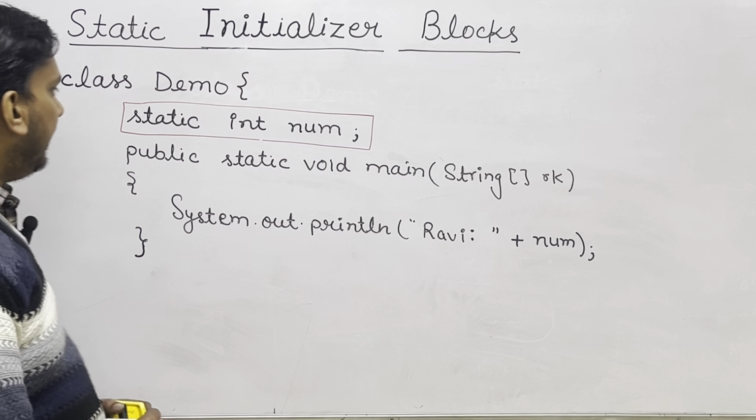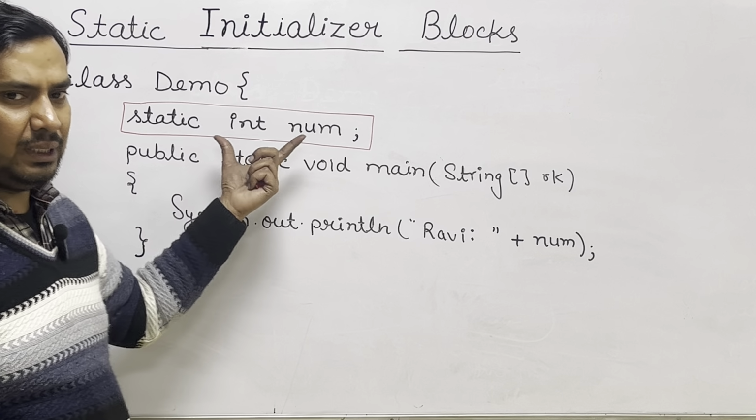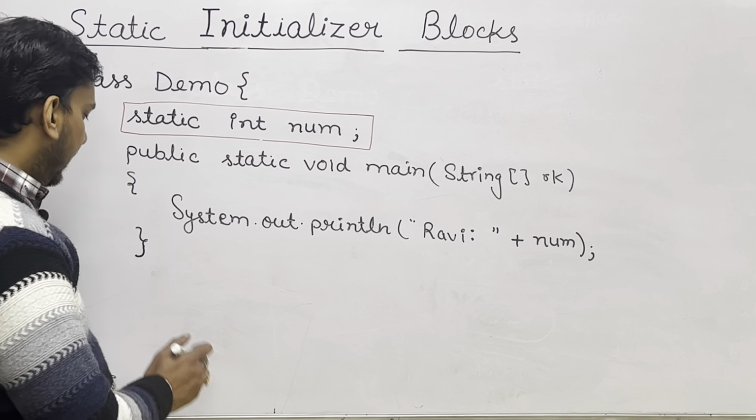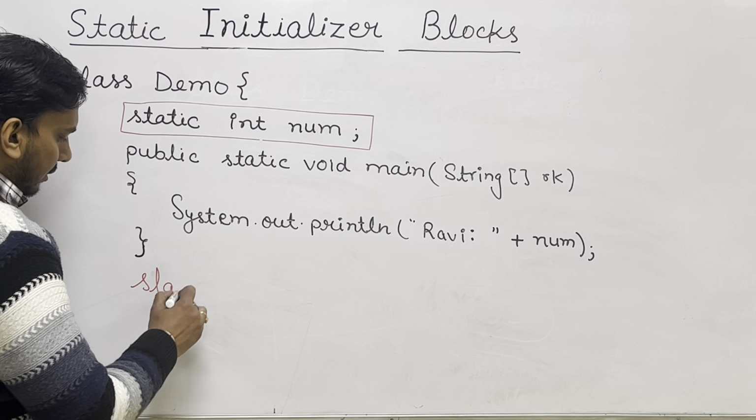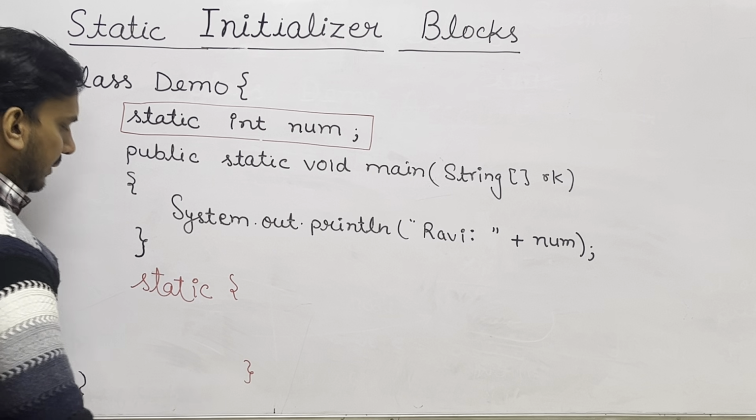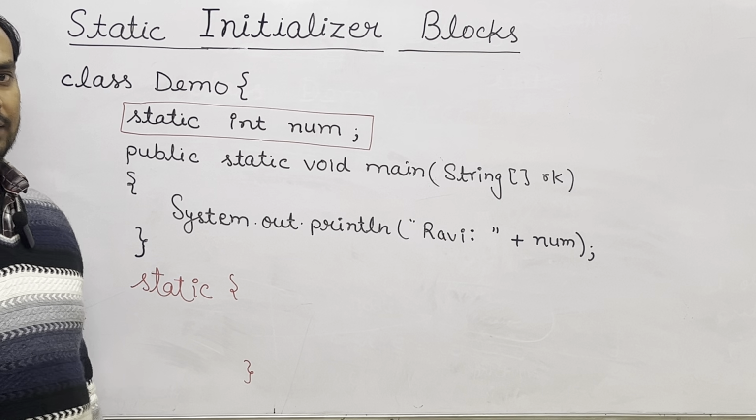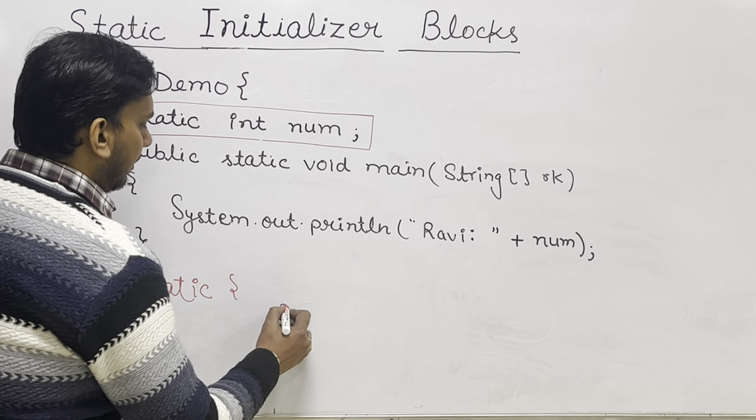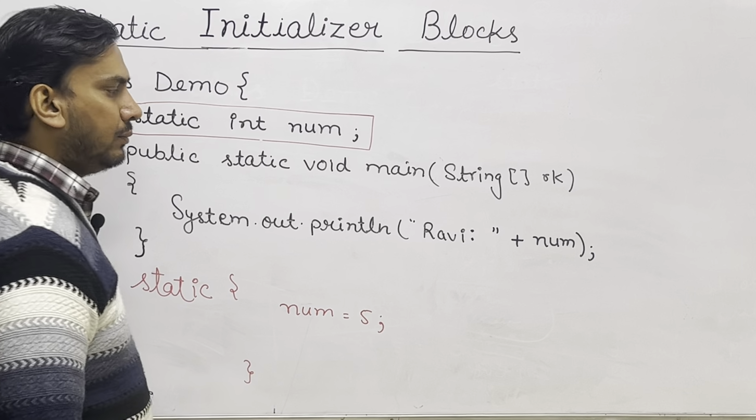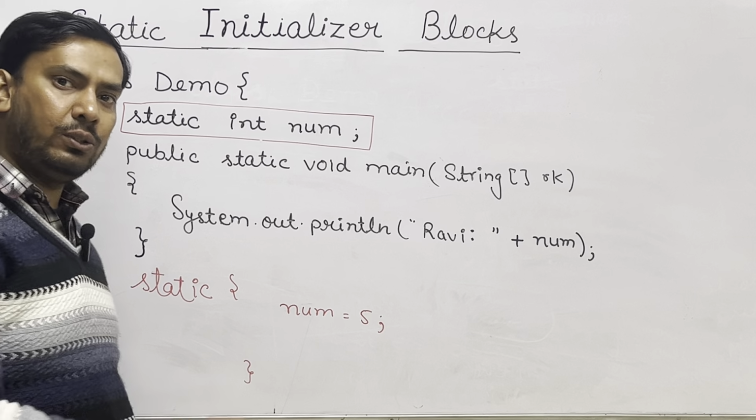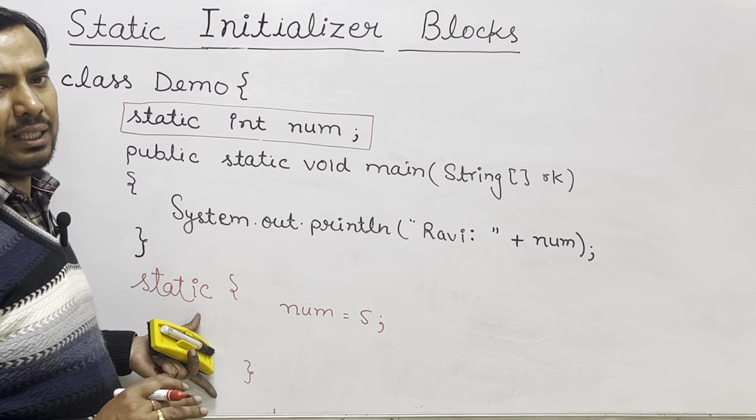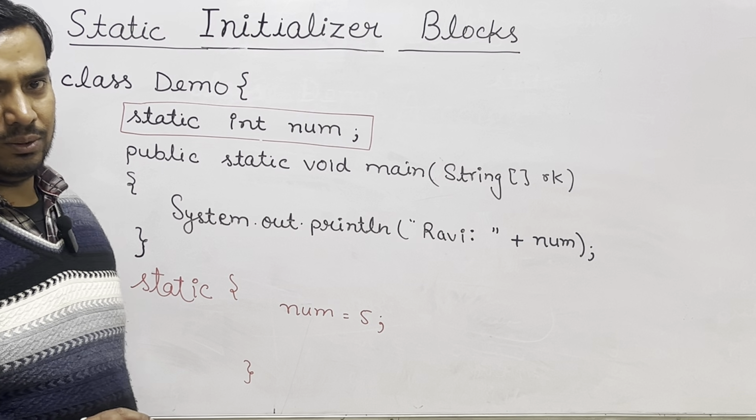But suppose I have been asked, okay, this line is not to be changed and the output should be Ravi 5. So, what I can do here is put a static block. I am writing here a static block something like this and you can initialize it here. So, I can write here num is equal to 5. I can also print anything, I can also call any function from here, everything can be done here, but it is meant for initializing the static data members only.